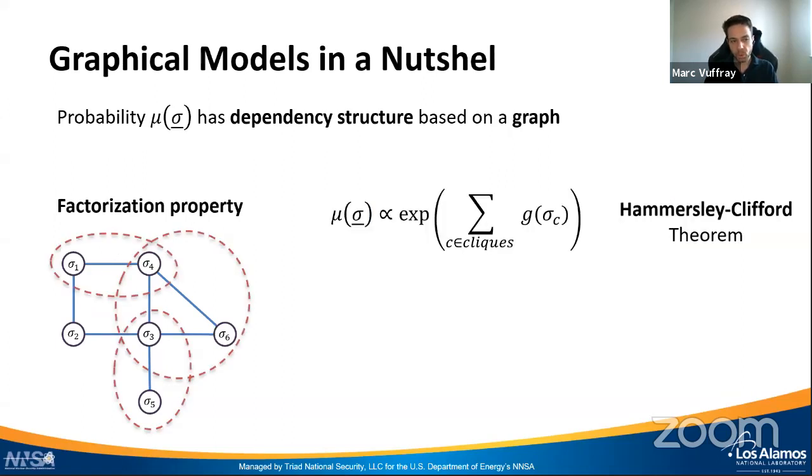And well, the good thing is that if you have a positive distribution, you know that this Markov random field property also translates into a certain parameterization form through the Hammersley-Clifford theorem. So if you know that your probability distribution has this Markov random field property, you can factorize this distribution on the cliques of the graph.